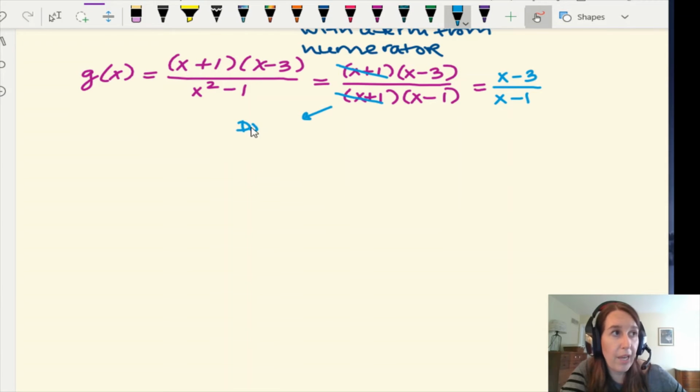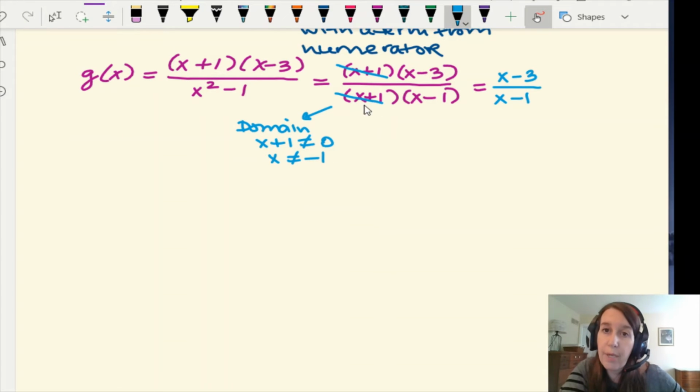So for the domain, we are looking at x plus 1 cannot equal 0. So x cannot equal negative 1. I'm taking that from this denominator. And x minus 1 cannot equal 0. That's from this one. And that means that x cannot equal 1. Okay?